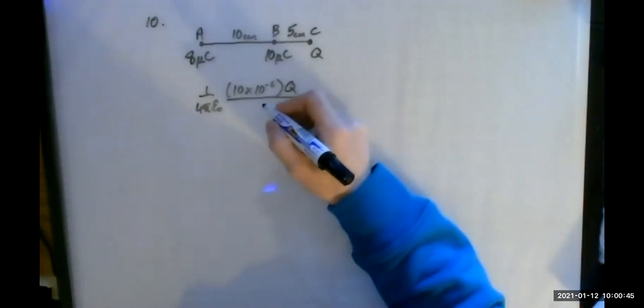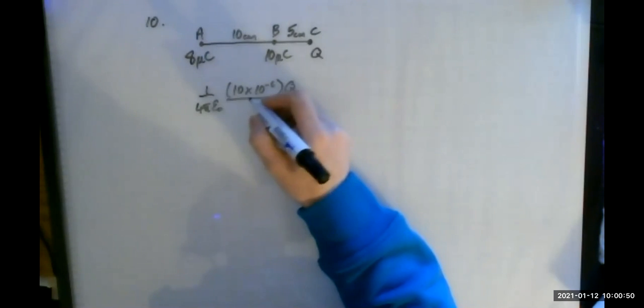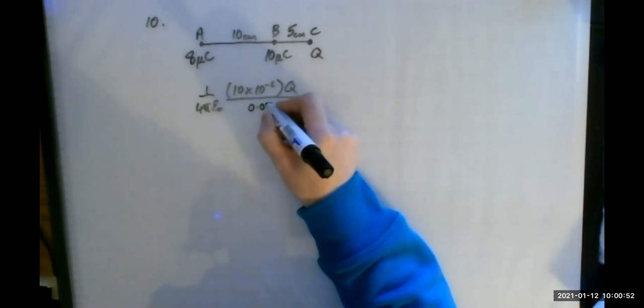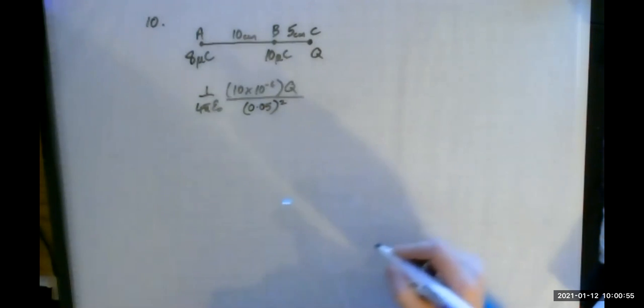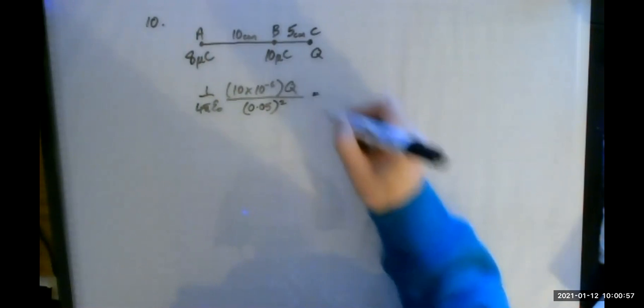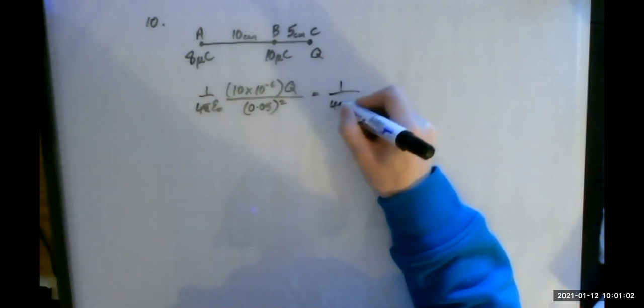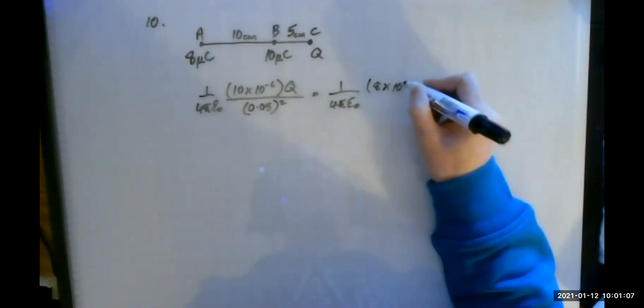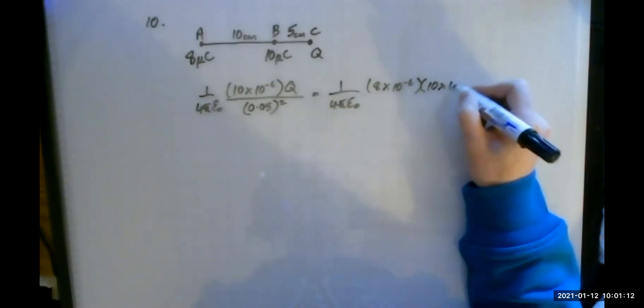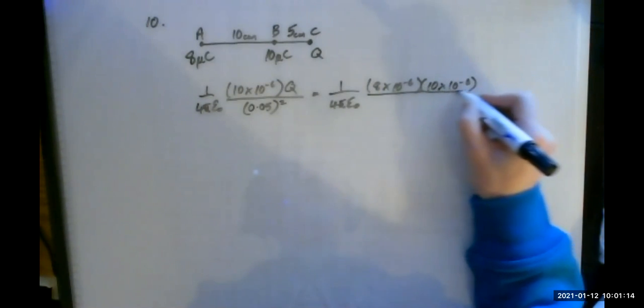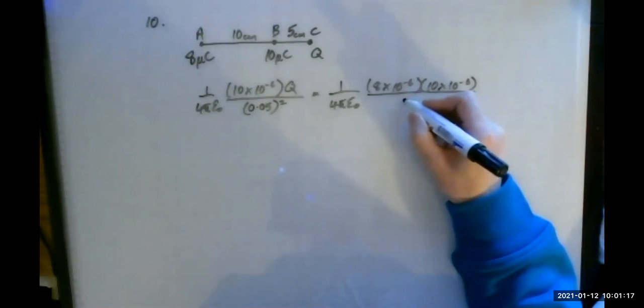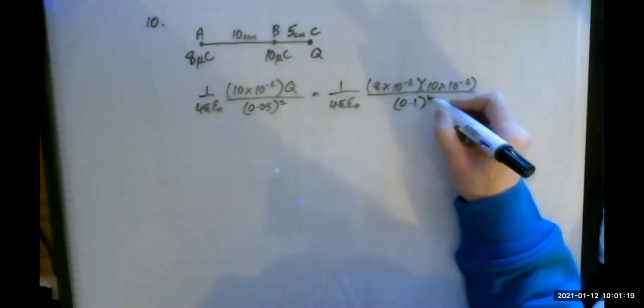The distance is 5 centimeters, so from B to C it is 5 centimeters, so 0.05 squared. And the force between the charges at A and B, so 1 over 4 pi permittivity times 8 by 10 to the power of minus 6, so that is 8 microcoulombs, times 10 by 10 to the power of minus 6, so 10 microcoulombs. The distance between A and B is 0.1 meters, so 10 centimeters.